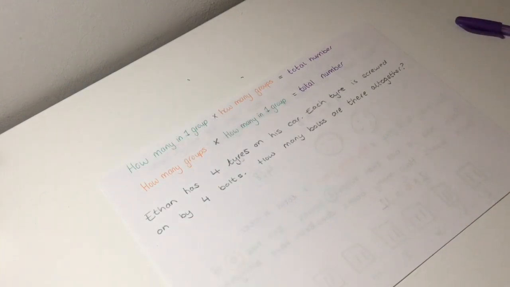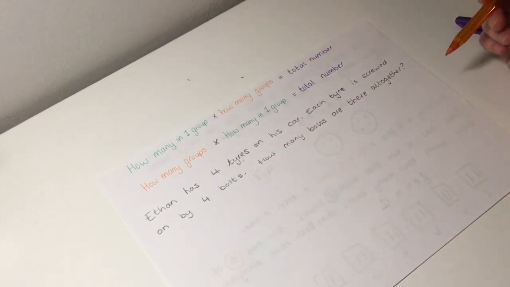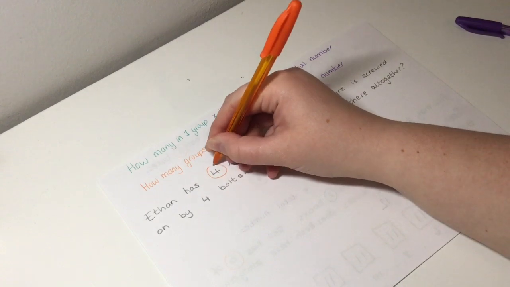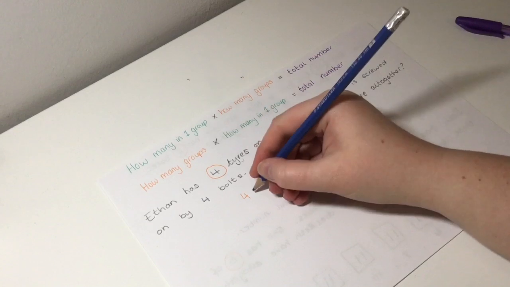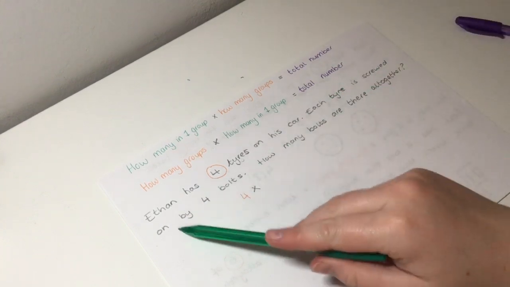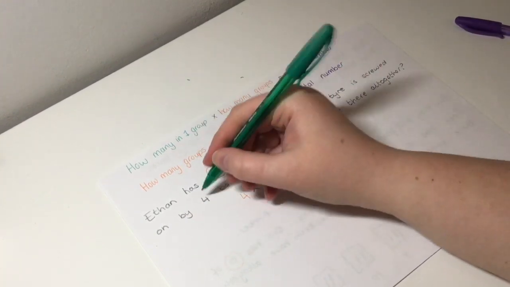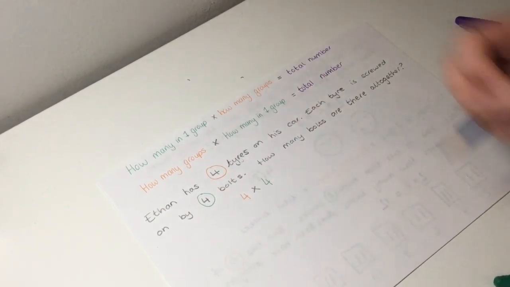Here's a question. Ethan has 4 tyres on his car. Each tyre is screwed on by 4 bolts. How many bolts are there altogether? First, we need to find out how many groups there are. We know that because it tells us there are 4 tyres. In the next sentence, it tells us how many are on each tyre. So that's our green number for how many are in one group. And that is going to be another number 4. So our number sentence is going to look like this: 4 times 4.